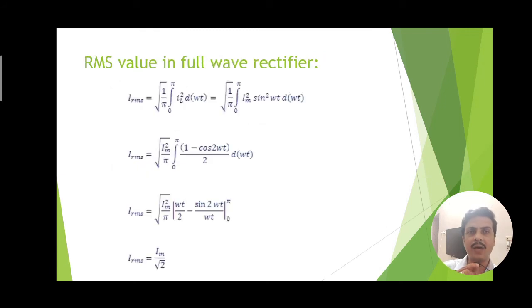The RMS value in a full wave rectifier can be calculated by considering the total cycle; that is, the total input cycle is required for the calculation. The equation is straightforward for calculating the RMS value of the current for the full wave rectifier. Finally, we get the RMS current as Im by root 2.